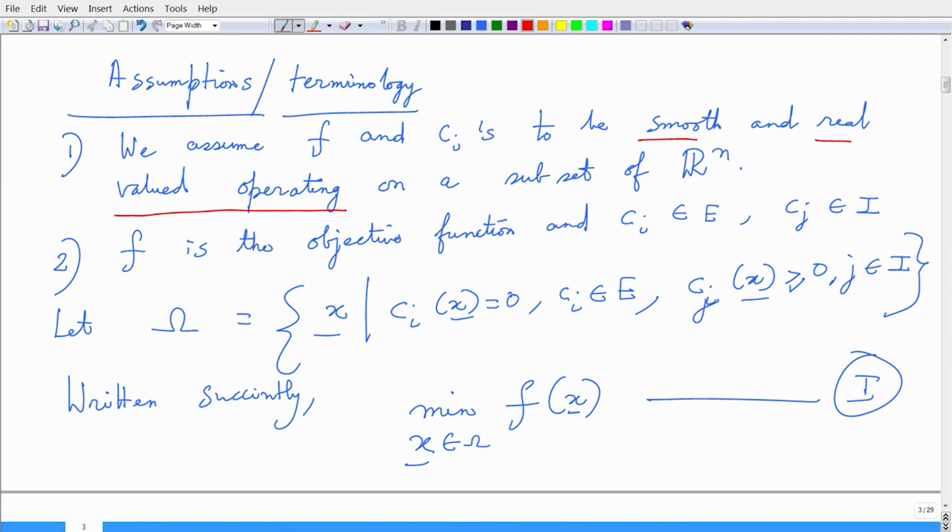Now, we can fuse all the constraints into one set called omega here. So, omega is a set of all vectors x such that Ci of x is 0 where i belongs to the equality constraints, and Cj of x is greater than or equal to 0 where j belongs to the inequality constraints. Okay. So, written compactly, we want to minimize this objective function where x belongs to this set omega. This is the overall constraint set.